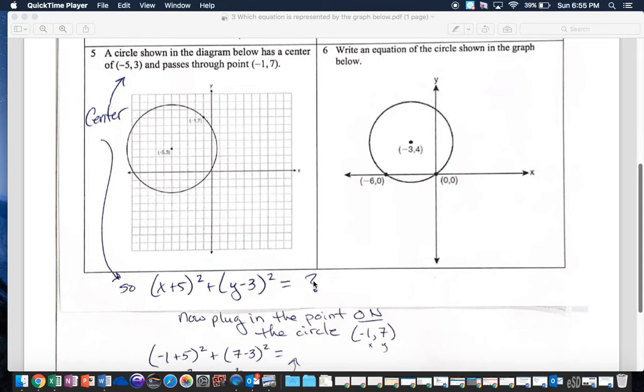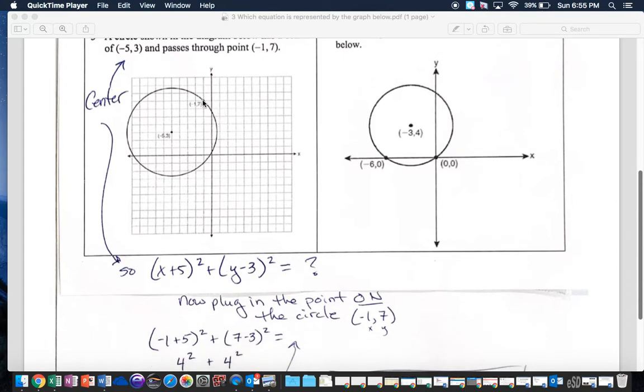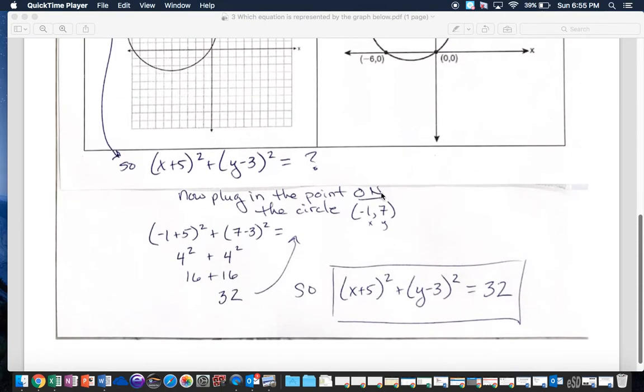The easier way to do this is to tap into one of those basic principles, which is if this point lies on the graph, then I need to be able to plug it into the equation. So you take the negative 1, 7 that's on the circle, and you just plug that point in since it's on the circle. Negative 1 is your x value, so it goes in for that x. 7 is your y value, so it goes in for that y.